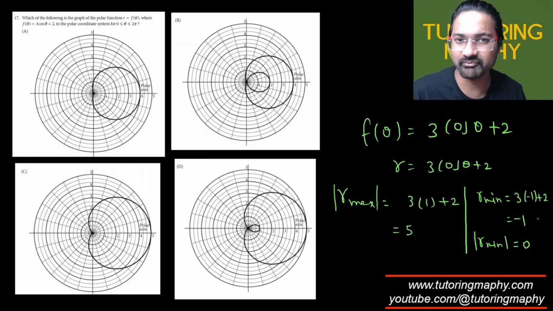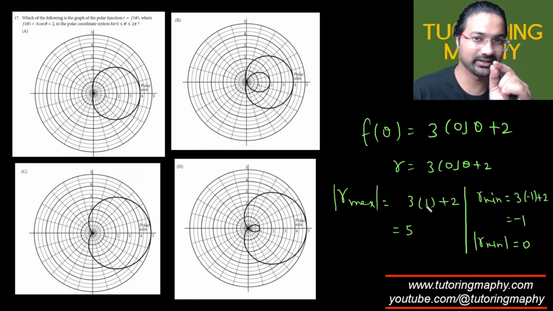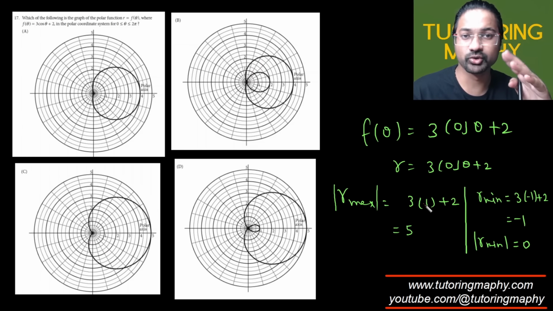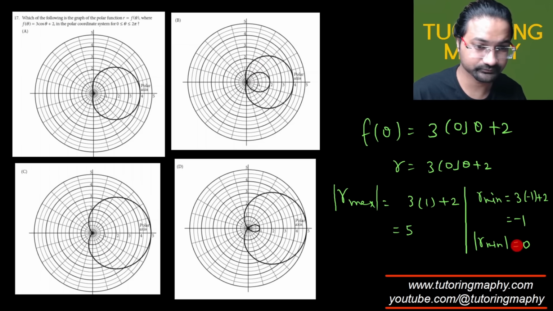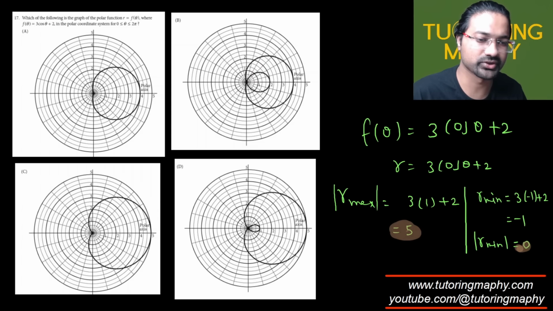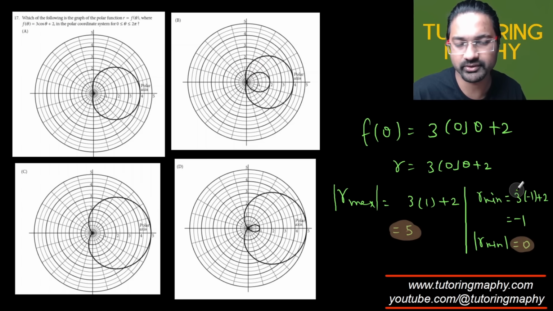This is a really important concept. In fact, you should know it if you don't know it already, that finding the absolute value of r actually gives you the minimum distance from the center or the pole, and the maximum distance from the center to which your graph can go. And if your r minimum is coming negative, then the absolute value of r minimum is just 0. Eventually you have to just learn that this is how it works.